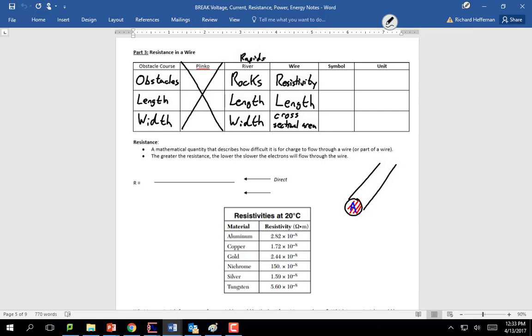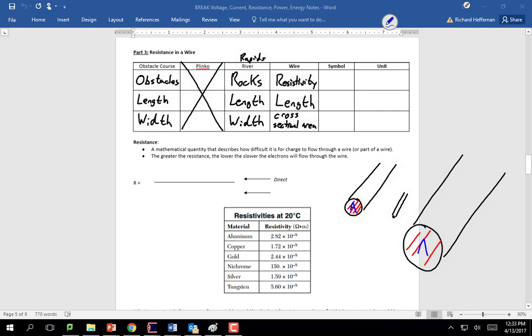So a very, very thin wire that's a cylinder can have a small cross-sectional area, whereas a very, very big wire will have a bigger cross-sectional area. And it's just the area of the circle that would be formed if you took your wire and cut it with a pair of scissors.